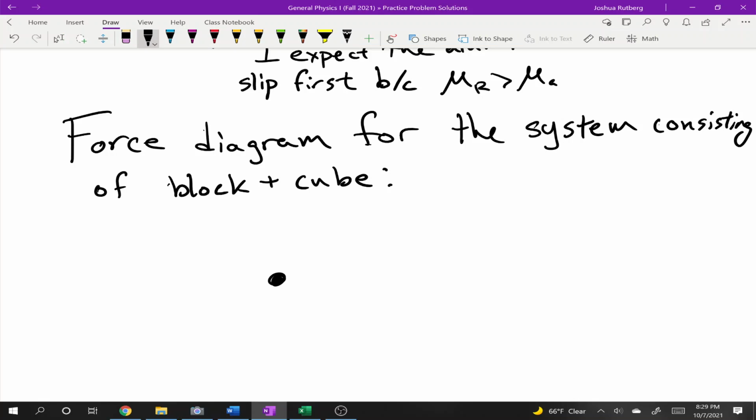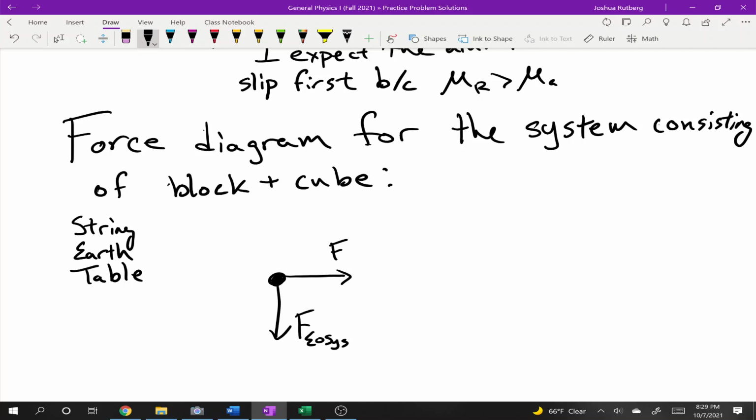So as I said, the objects interacting with this system are the string, the earth, and the table. Now let's see. So I know the earth pulls down, and I'm going to say this is the force the earth exerts on the system. And the string pulls this way. I'm going to say this is the force the string exerts on the system. If I called this the force the string exerts on the wood, I'd be okay with that. But since I use system here, I might as well use system here.